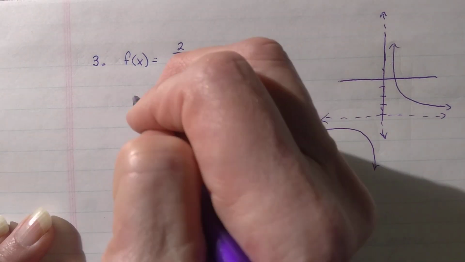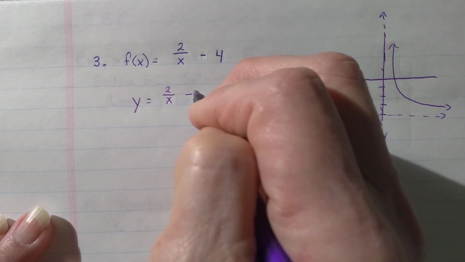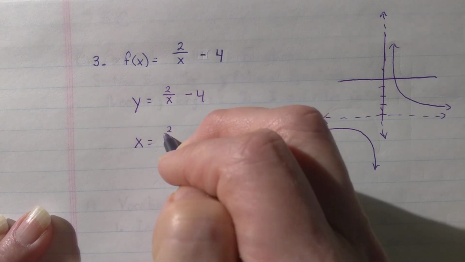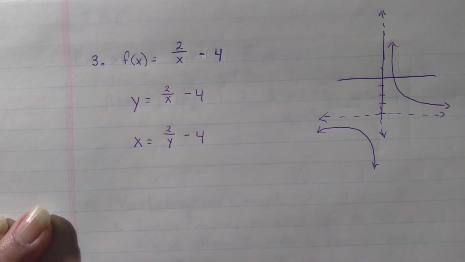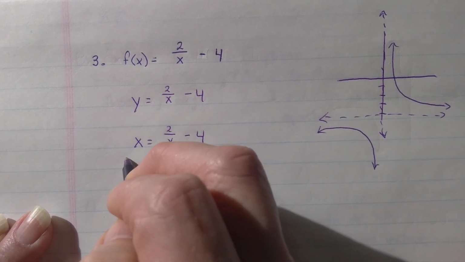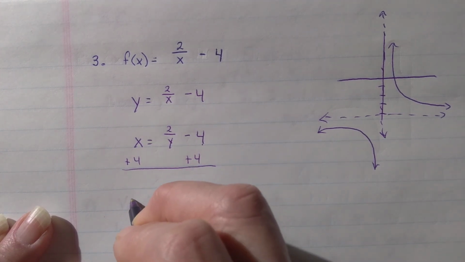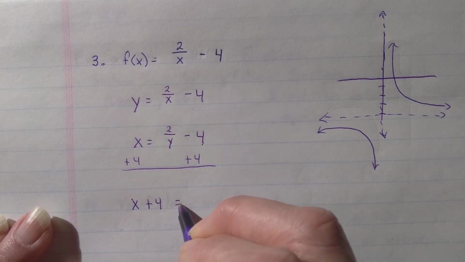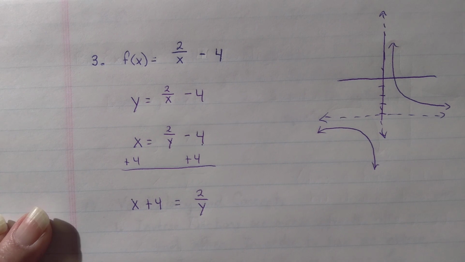So here I am. Y is equal to 2 over x minus 4. Switch the x's and the y's. That again is why they're called inverses, because you literally are flipping those two. So the first thing I'm going to do is get that 4 to the other side. Remember, we're trying to get y by itself. So I have x plus 4 is equal to 2 over y.